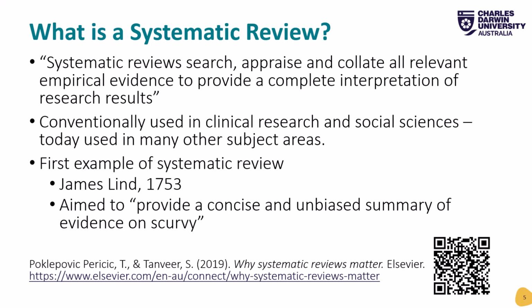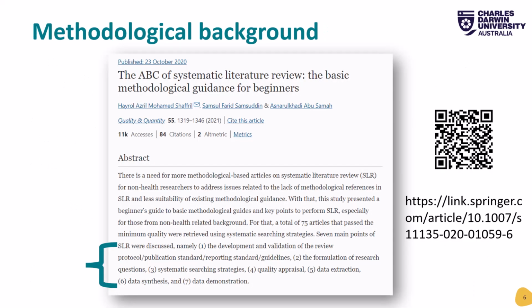An example of one of the very first systematic reviews is by James Lind from 1753. They aimed to provide a concise and unbiased summary of evidence on scurvy. If you are new to using systematic reviews as a type of method, then check out this article on the ABC of systematic literature reviews. For example, this paper highlights some of the main features of a systematic literature review.